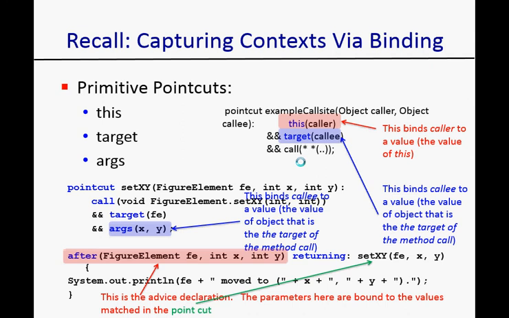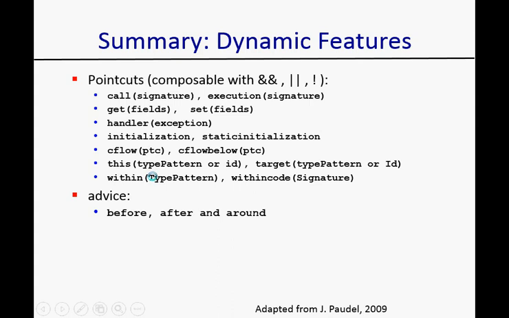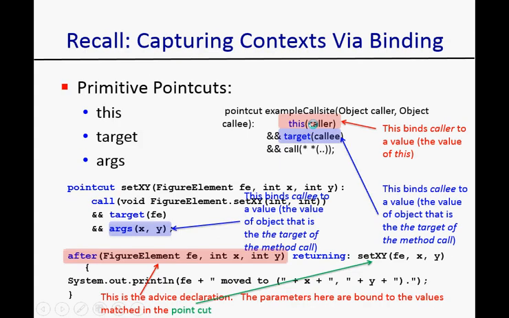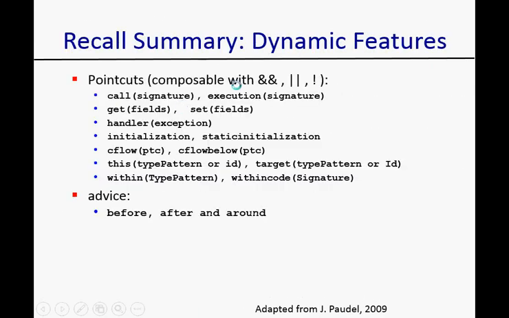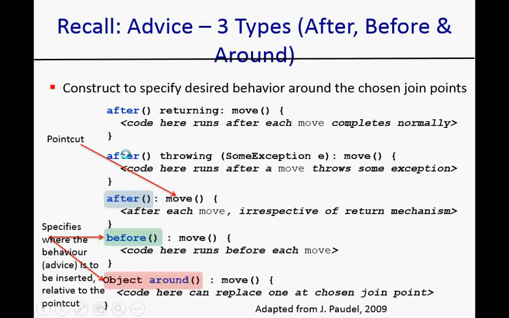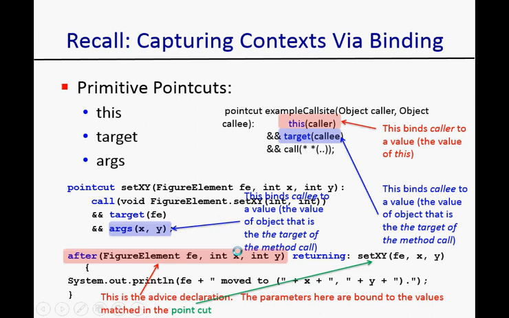Okay, let's talk about this binding. You'll recall that within our pointcuts, we can match up these things. These are combinations of pointcuts as defined by these operators, right? We're composing together sets of these things in a way that constrains it, but also allows us to do a sort of pattern matching.